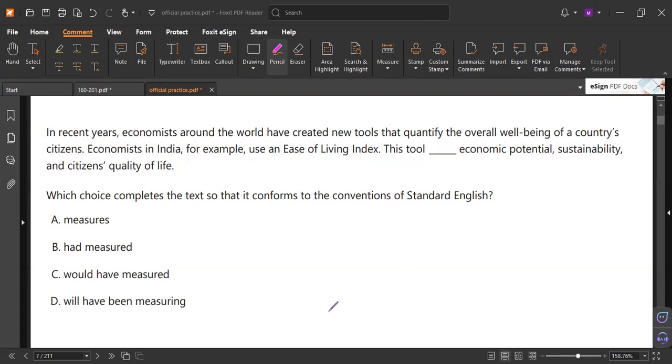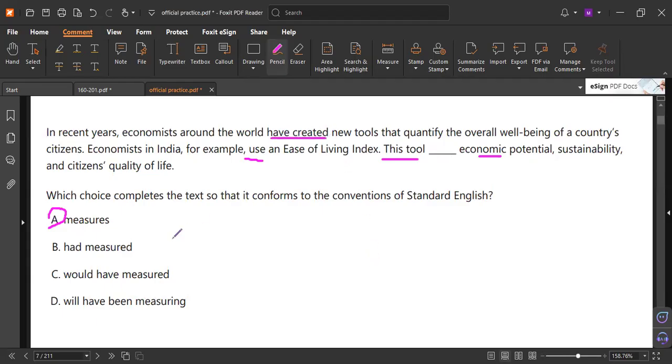Let me help you. Is it A? So letter A, yes, correct. But we need to know why. Because we are talking about facts. He said economists in India use. You see, and this is a tool. What does it do for this? Make it easy. Imagine.